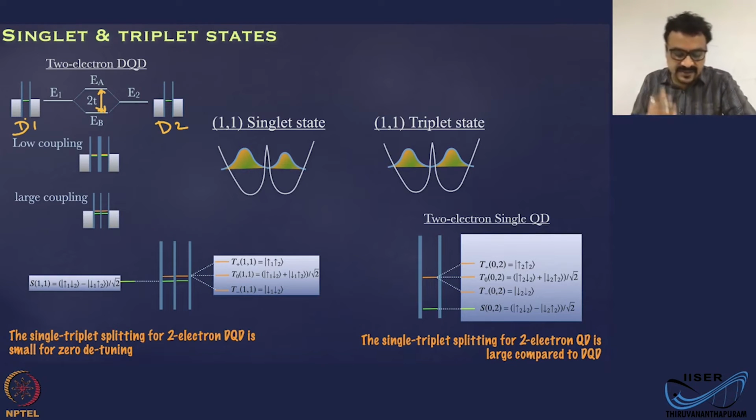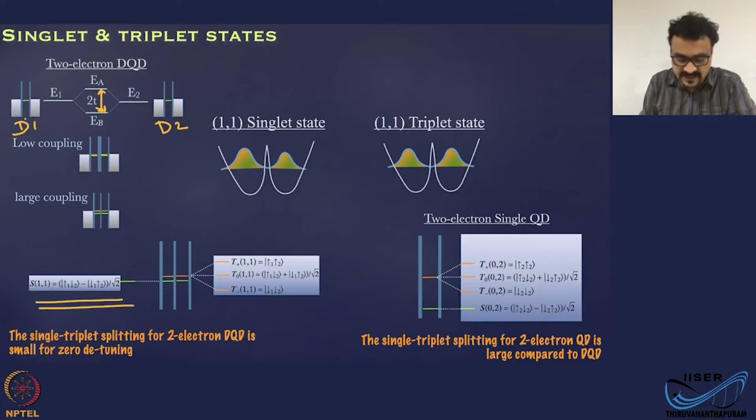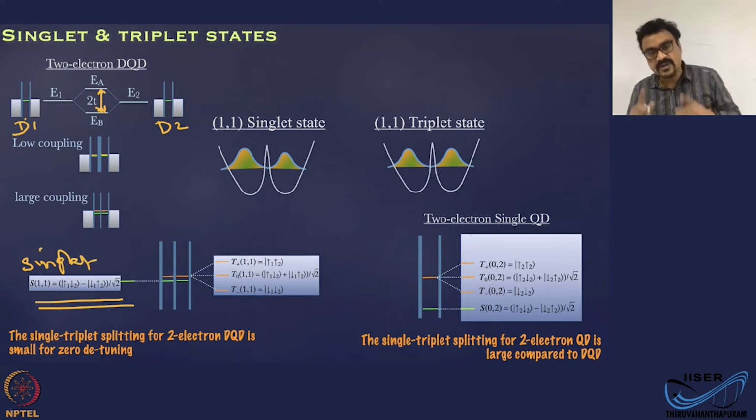For us, what we consider is one is a singlet state and one is a triplet state. For a quantum dot, that is the general terminology. You have a singlet state, which is given by the relation up down minus down up by root 2. Okay, this is a singlet state, up down minus down up. The singlet state. There is only one state.